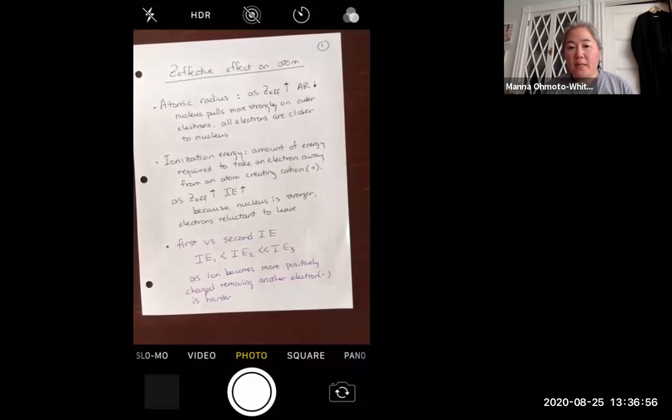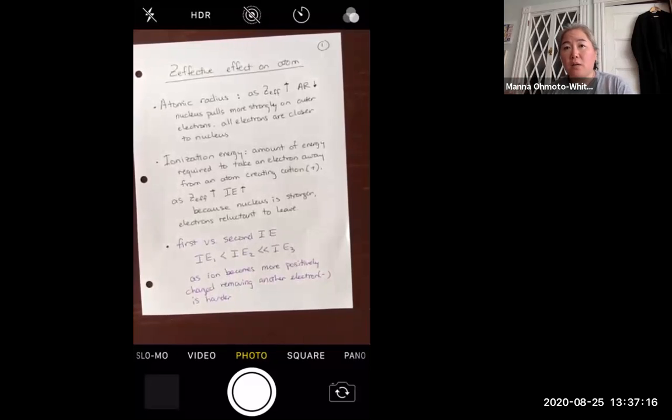This video will be talking about the Z-effective effect on the atom and the properties that it has. So the first property that we can talk about with atoms is its radius, how large it is. And because it's a sphere, we can talk about it in terms of radius. So as the Z-effective increases, the atomic radius decreases.